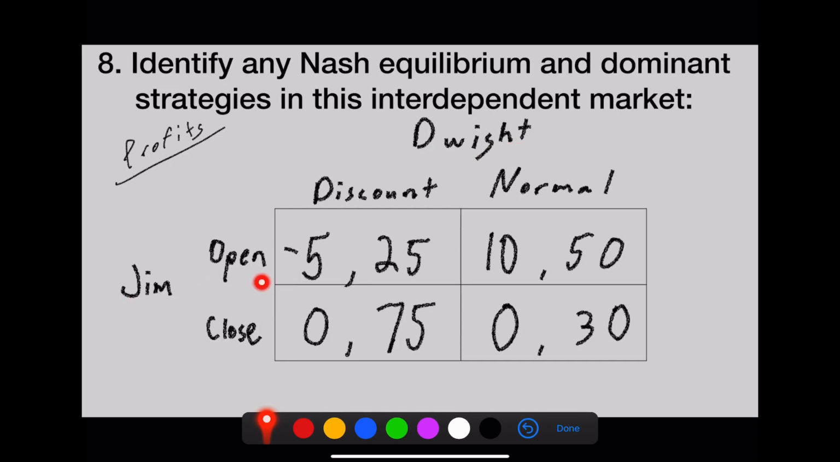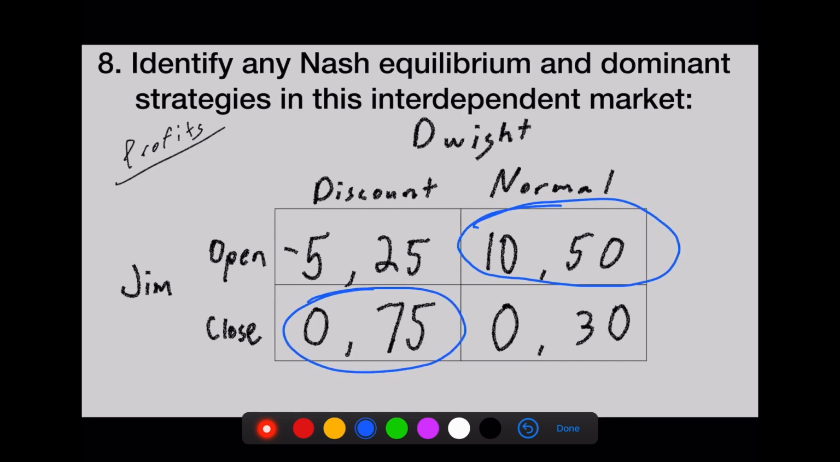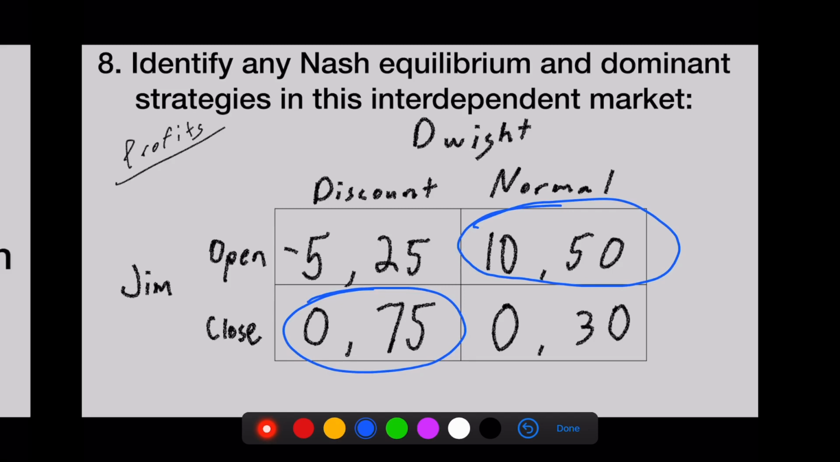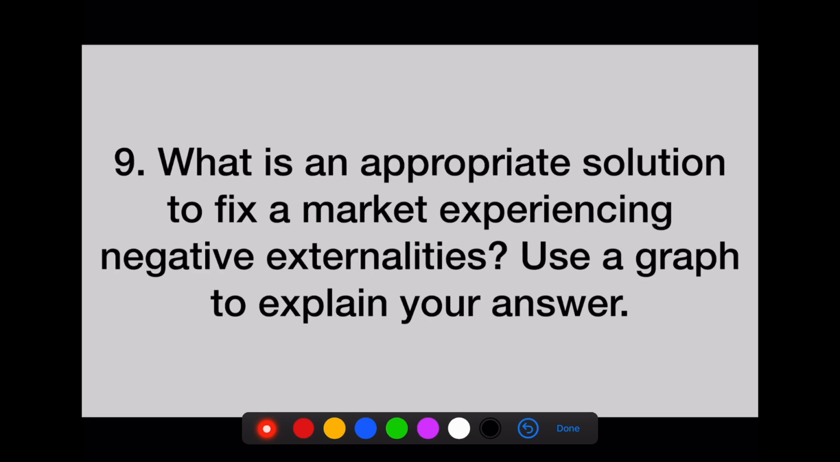If Jim opens, what should Dwight do? Discount or go normal? Well, he'd go normal. If Jim closes, what should Dwight do? Discount or normal? Discount. That means Dwight also does not have a dominant strategy. Now, for Nash equilibrium, we actually end up, after you check all the equilibriums, with 2 Nash equilibriums. In both of these outcomes, neither player has an incentive to change strategy given information about the other player's payoff, some profits. So, 2 Nash equilibrium, no dominant strategies.